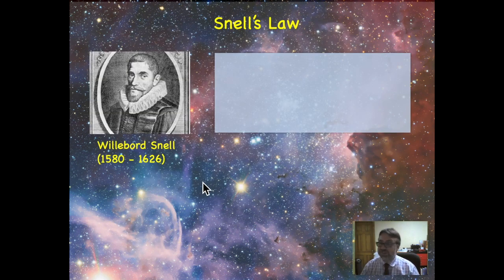Now, Willebrord Snell was an astronomer, who lived from 1580 to 1626. And as an astronomer, he was very interested in the behavior of light as it traveled through glass lenses. So Snell's law is what we call an empirical law. That is, he didn't derive it from first principles, he derived it from observations. And through multiple observations, Snell realized that light rays always obeyed the same relationship.